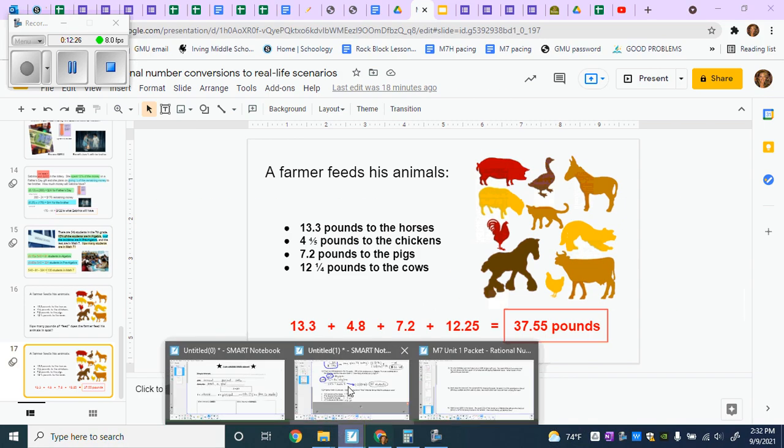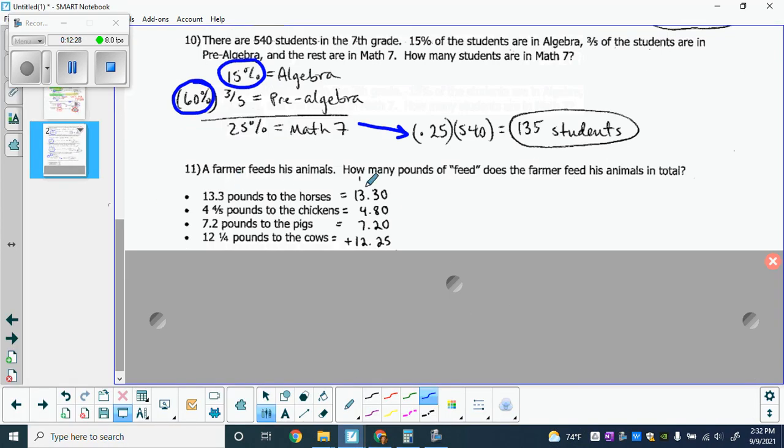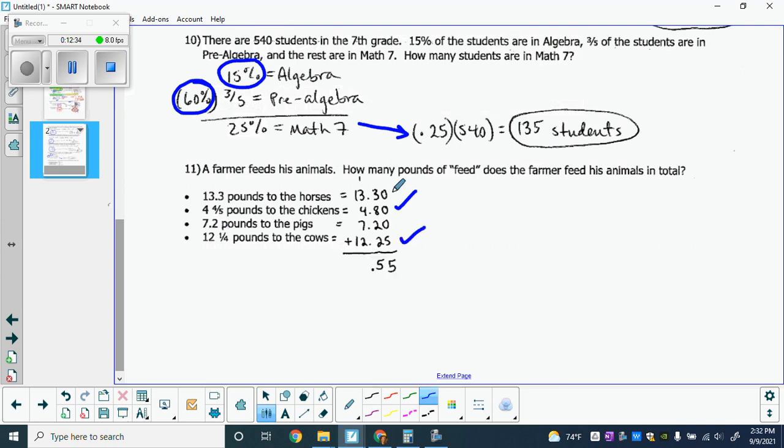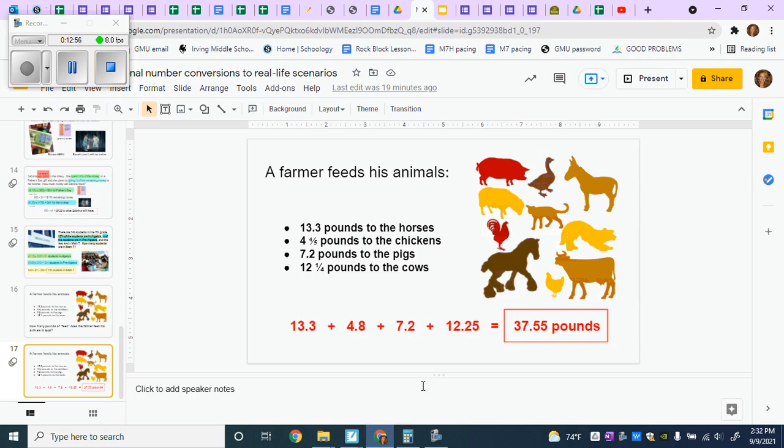And just to make sure you got that, you can see here I just converted 4 and 4 fifths to 4.8 and 12 and 1/4 to 12.25. So when I add these up right here, this adds up to a 15. I got to carry this 1. And so I got 3, 4, plus 4 more is 8. 8 plus 7 is 15. 16, 17. I'm going to carry this 1, 1, 2, 3, and that's where I get the 37.55. And you can see my answer lines up. So I'm good to go.